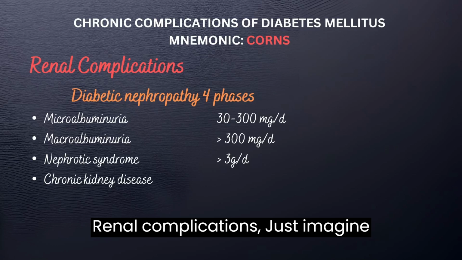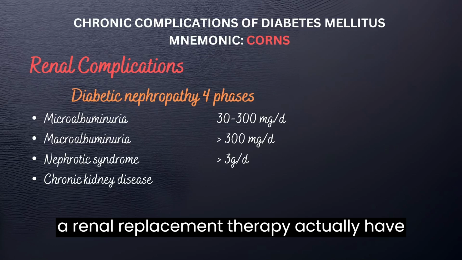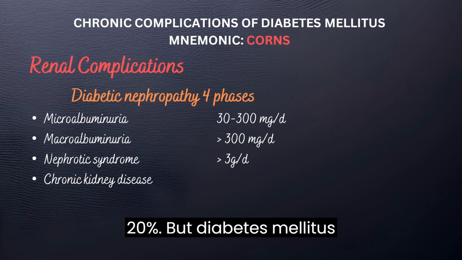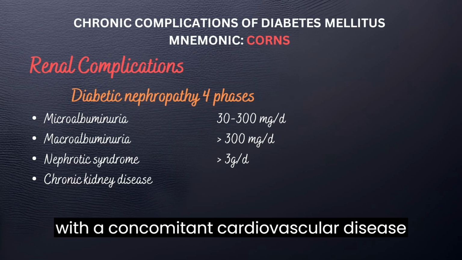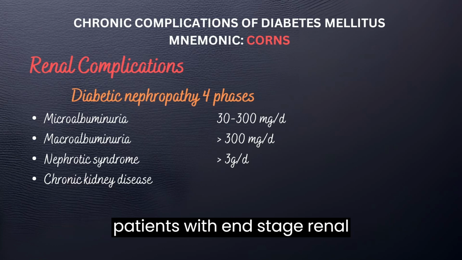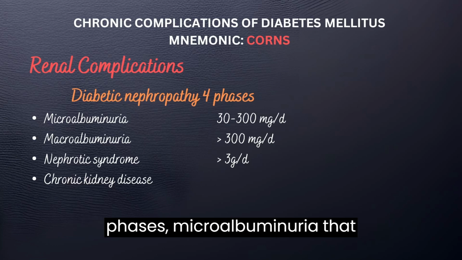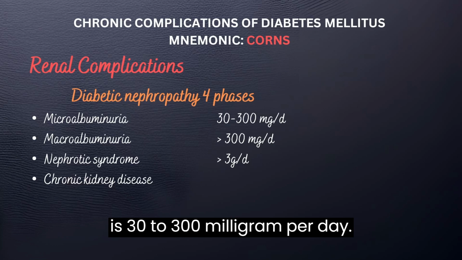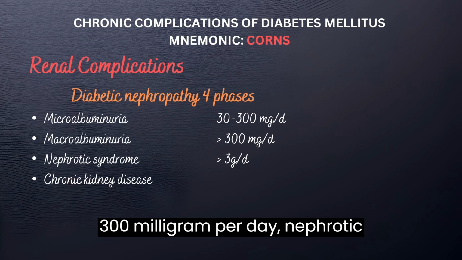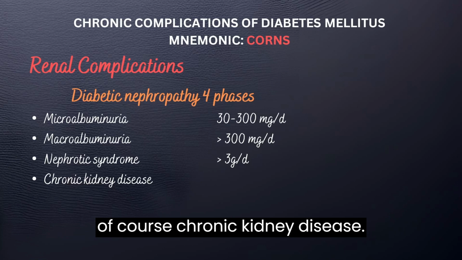Renal complications. Just imagine, 35% of new patients that begin a renal replacement therapy actually have type 2 diabetes, and the mortality may be high for such patients, above 20%. But diabetes mellitus with a concomitant cardiovascular disease is still the leading cause of death among patients with end-stage renal disease. Diabetic nephropathy has four phases: microalbuminuria, that is 30 to 300 milligram per day; macroalbuminuria, greater than 300 milligram per day; nephrotic syndrome, greater than 3 gram per day; and of course, chronic kidney disease.